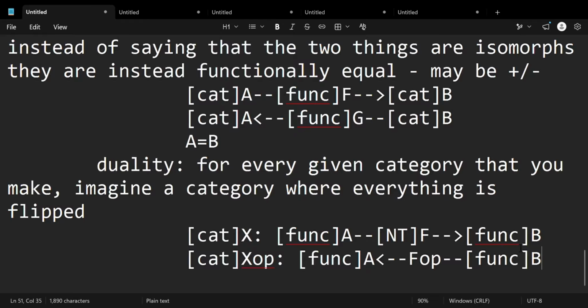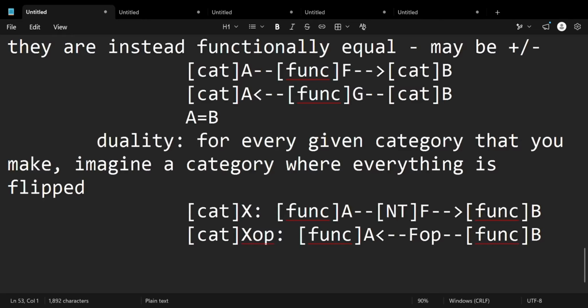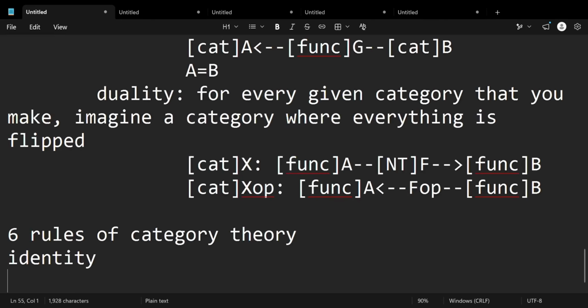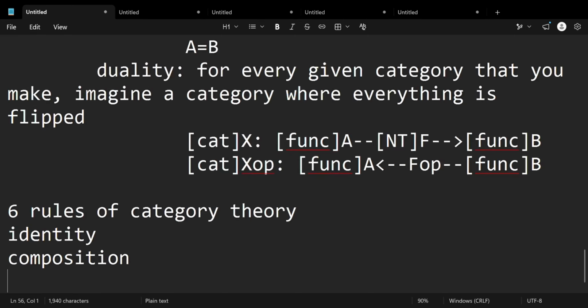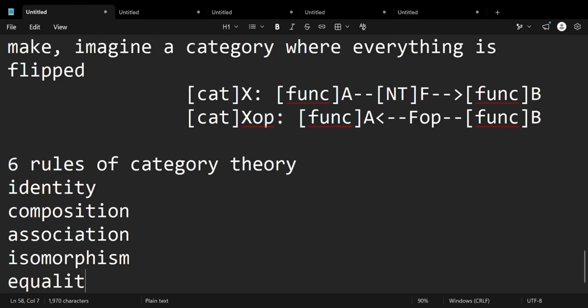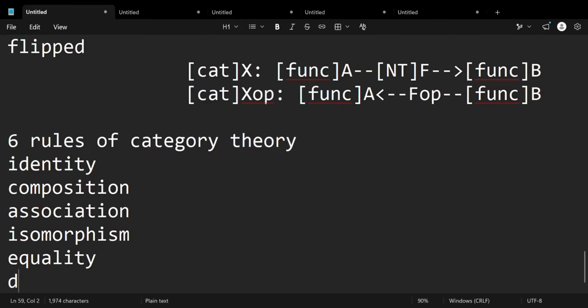Today's lesson's pretty light. It just covers the 6 rules of category theory, which were identity, composition, association, isomorphism, equality, and duality.